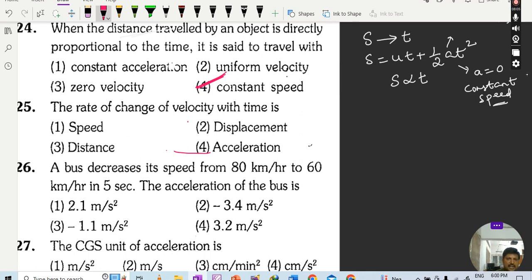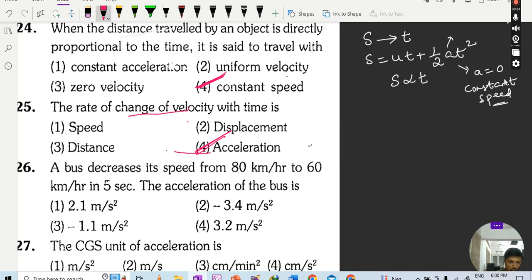Clear, my dear? Then go to the 25th question, that is rate of change of velocity. That means how much change in velocity in 1 second. That is equal to acceleration. The rate of change of velocity with time is equal to acceleration.